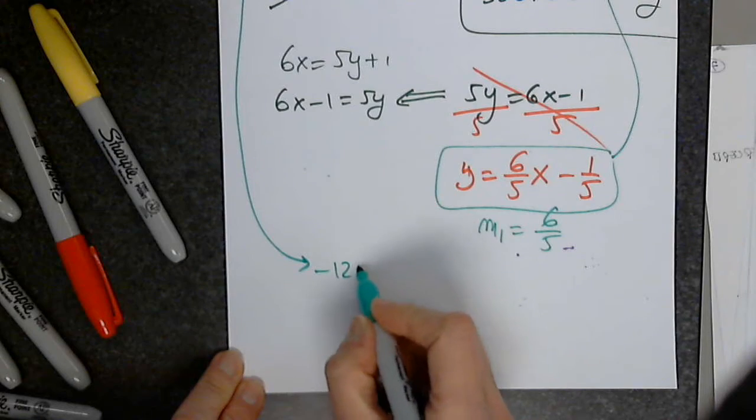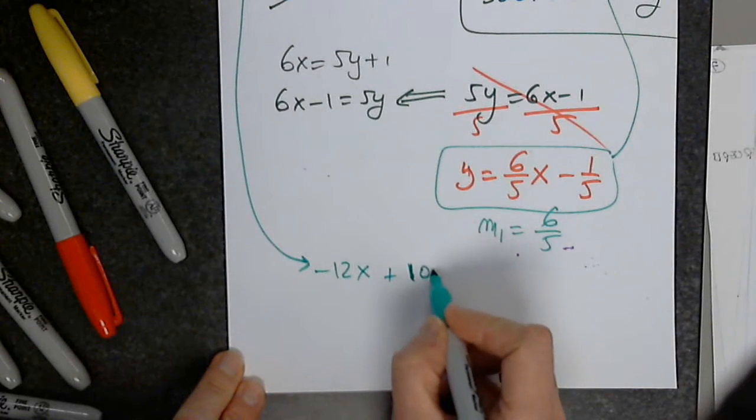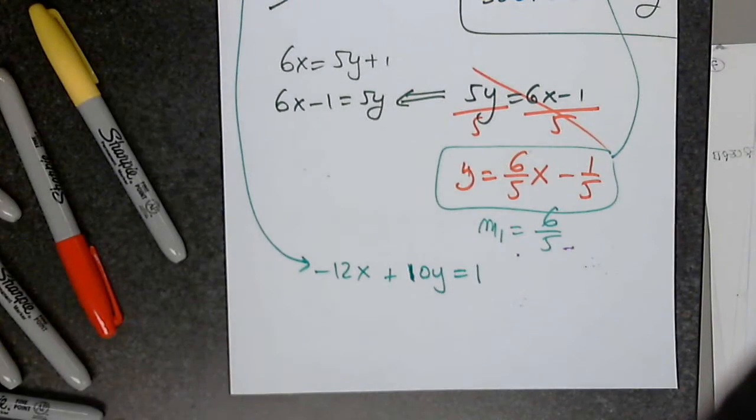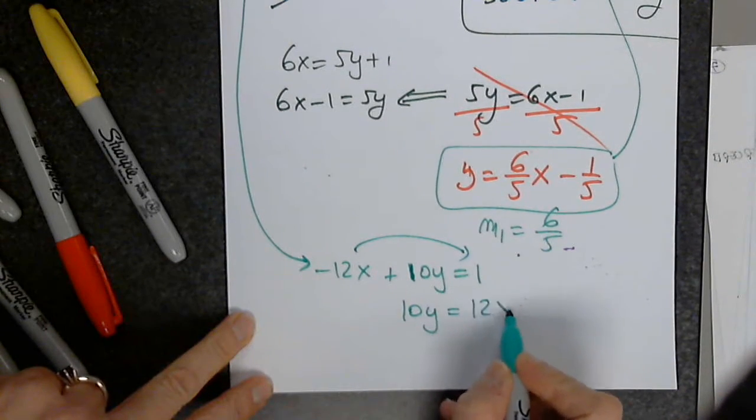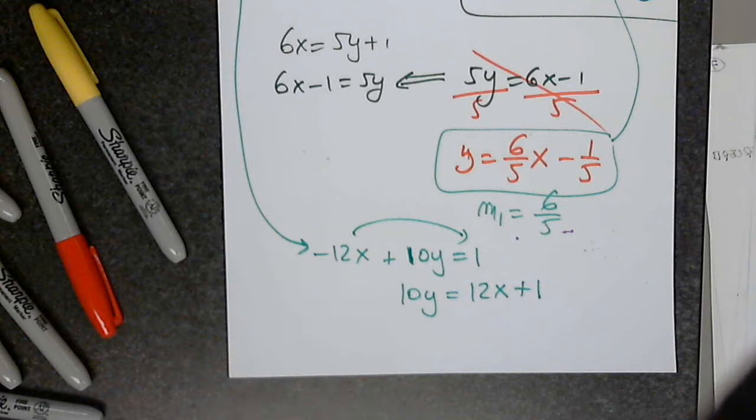I'm copying it as negative 12x plus 10y equals 1. What do I need to do for this equation? Yes, move 12 in order. So always keep it in the same order so you can easily identify the slope. And the final step before I find the slope would be to divide both sides by 10, term by term. Don't just write a long fraction line on the right hand side, please.